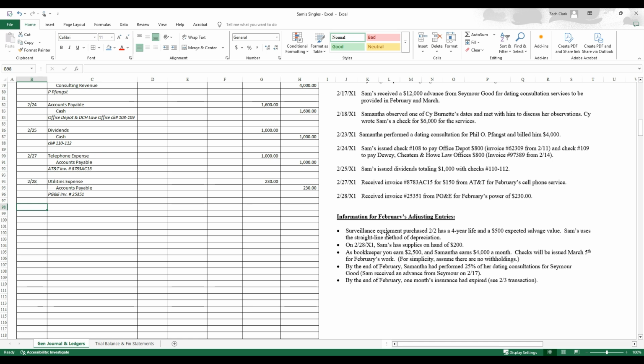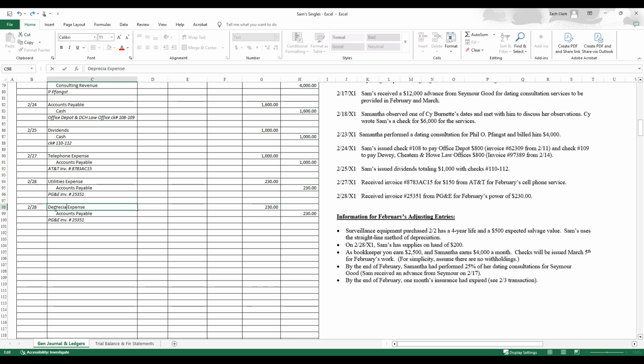And while we're at it, okay, so we've got our adjusting entries here. Let's go ahead and do those right now so we can just have all our journal entries done. And so all of our adjusting entries are going to be, actually I'm just going to steal this, at the end of the month. So on the last day of the month, we're going to put that as the date.